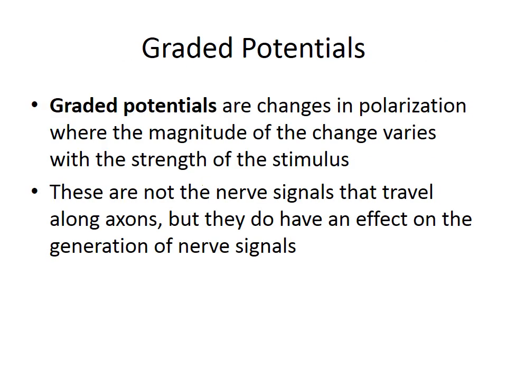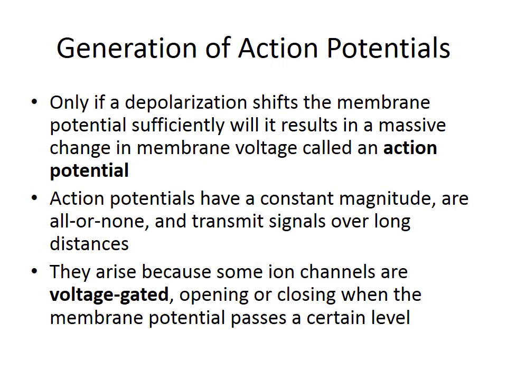So one more time. Graded potentials. Graded potentials are those tiny stimuli that change the polarization just a little bit. They are changes in polarization where the magnitude of the change varies with the strength of the stimulus. These are not the nerve signals that travel along the axons, but they do have an effect on the generation of nerve signals. But they only have an effect if they reach the threshold. Only if a depolarization shifts the membrane potential sufficiently will it result in a massive change in membrane potential, which is called an action potential.